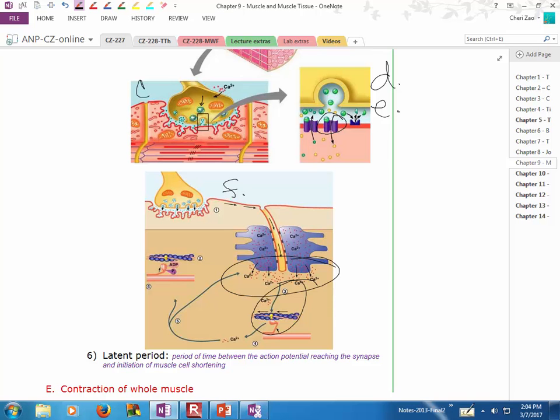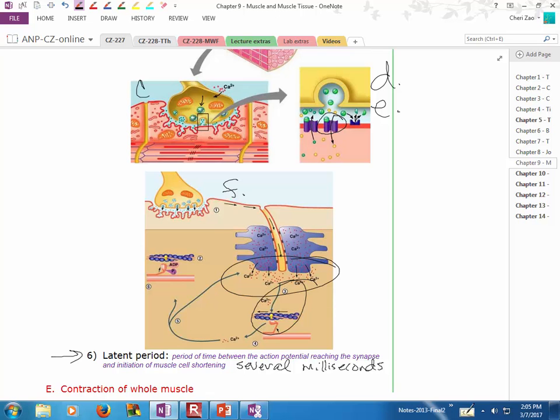In our notes here, number 6, it talks about the latent period, the period of time between the action potential reaching the synapse and the initiation of the muscle cell shortening. What's important about this is that it's only several milliseconds. And I want to tell you what all happens during the latent period. So the period of time between the action potential reaching the synapse.